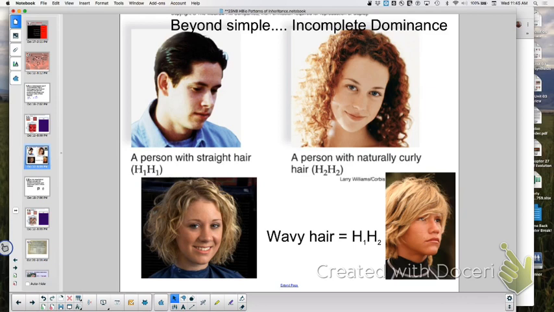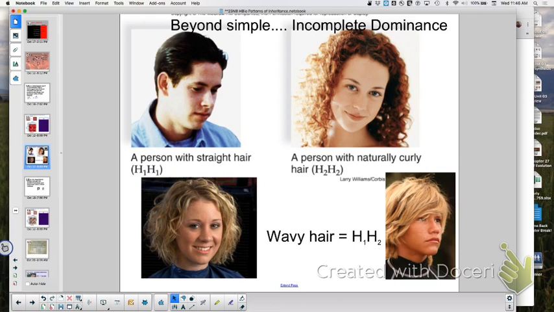Okay, so here's somebody who has straight hair. Notice their genotype is H1, H1. H for hair, 1 and 1. I like that because they're both straight. The number 1 is straight. To have curly hair, you are what? H2, H2. 2s look curly to me. If you cross a homozygous straight with a homozygous curly, you will get a heterozygote, incomplete dominance, wavy hair.